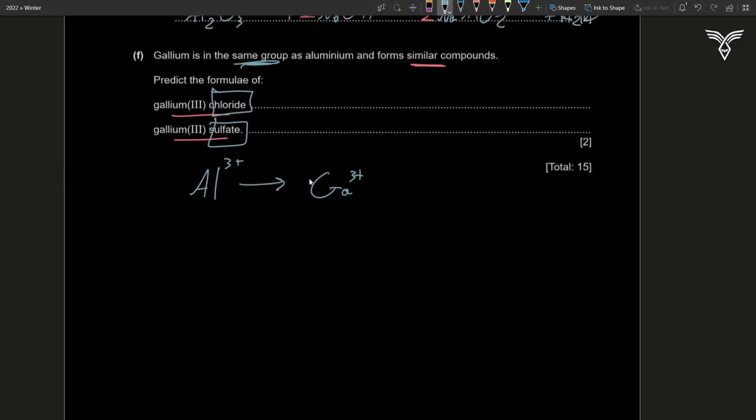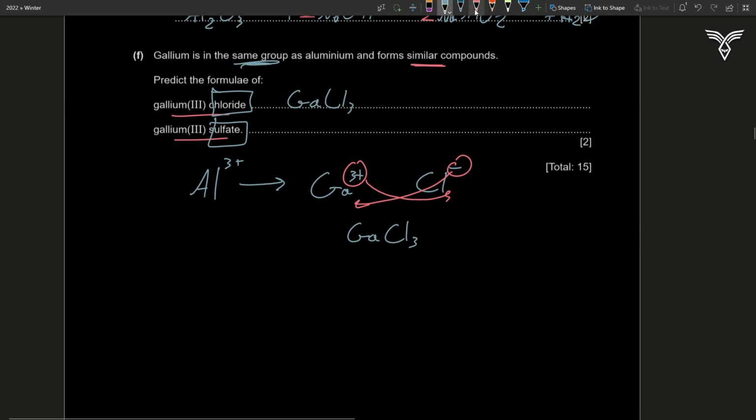3 plus. حلو. I want to add chlorides to it. عندي Ga 3 plus وعندي Cl minus. هنا 3 وهنا 1. هعمل ايه بكل بساطة؟ هاجي كده اخد ال 3 دي ارميها هنا، واخد ال 1 دي ارميها هنا، ومبروك عليك بقى عندك GaCl3. That's your first answer. GaCl3. نعمل نفس الكلام تاني.